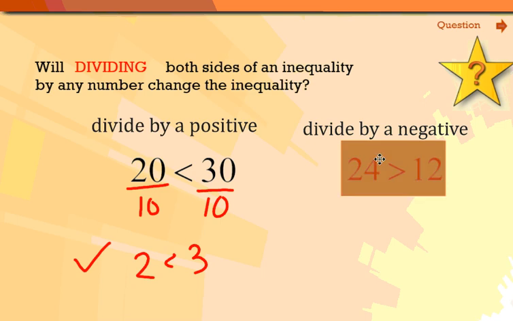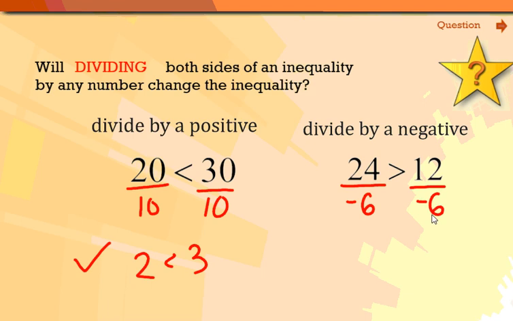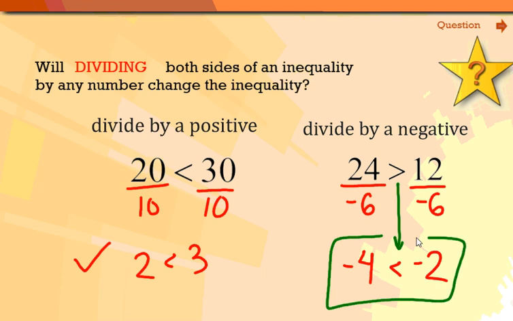What if I divide by a negative? Let's say I have 24 is greater than 12. That's a true statement. Let's divide both sides by negative 6. I end up getting that negative 4 is greater than negative 2. And is that true? Is negative 4 greater than negative 2? No, it is not. In order for this statement to be true, the direction of the inequality needs to change signs. Why? Because when I divide by a negative, it changes signs of numbers. It also needs to change the sign of the inequality in order for the statement to be true.